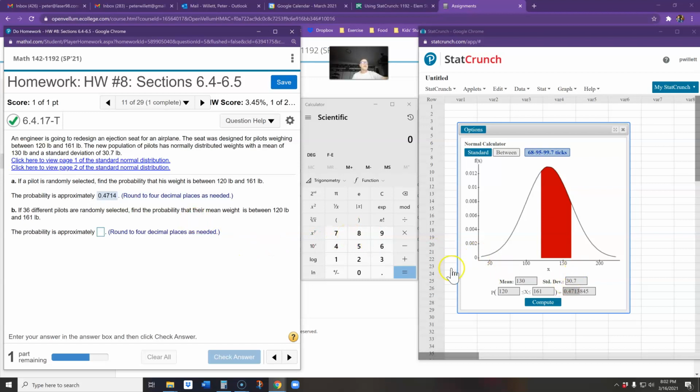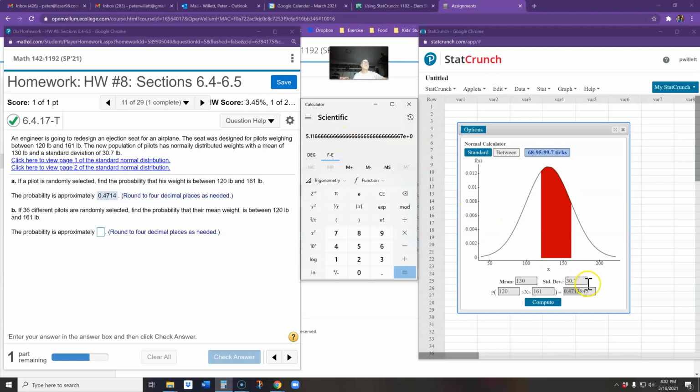But to get my new standard deviation for a sample, I'm going to take the old standard deviation, and I'm using the calculator to do this, 30.7. And then I'm going to divide that by the square root of the sample size of 36. So I'm going to divide by 6. And so now when I'm looking for the likelihood for the mean of an entire sample to fall in that range, this is my new standard deviation. It's much smaller.